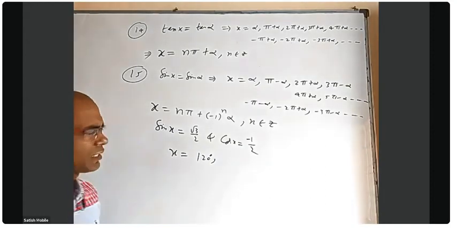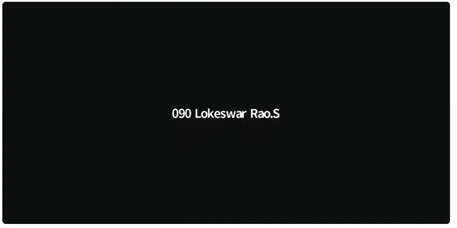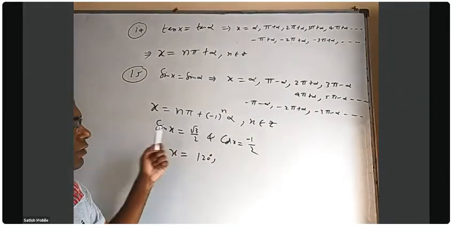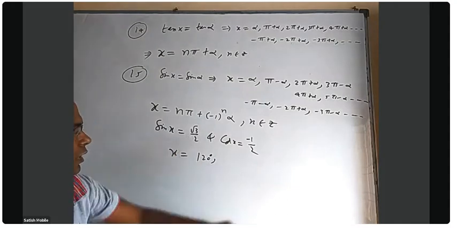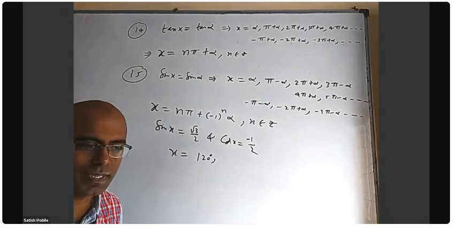Will you get any answer in the third quadrant? No, sir. In the third quadrant, sin will be negative. In the fourth quadrant, cos will be positive. In the first quadrant, both are positive. So again, I'll get the next solution in the second quadrant only.